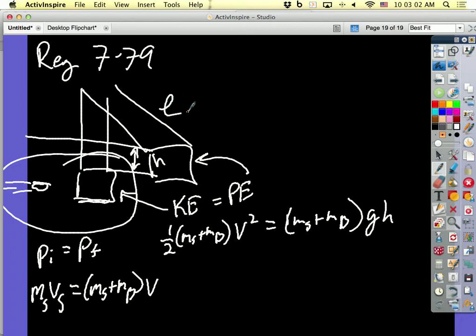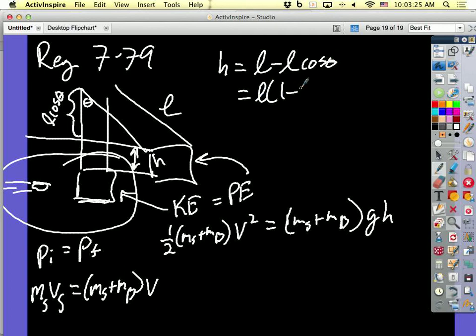And now this is where this gets fun. So hold on. We know theta is 30 degrees. So do you see that this right there is L cos theta? So then that means H is L cos theta. So H is L times 1 minus cosine theta.